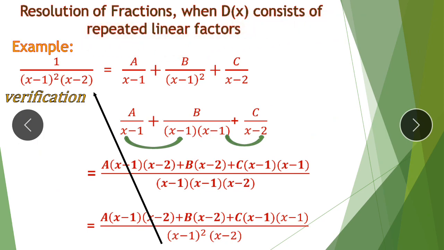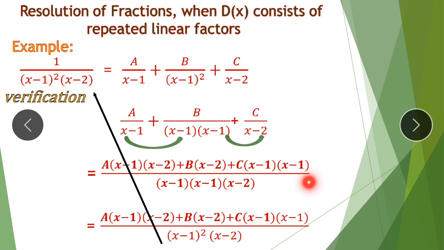In the previous lesson, we learned how to resolve the resultant fraction into partial fractions when the denominator consists of repeated linear factors. Here we can see that x minus 1 is linear and it is in repetition as square is above it. So the partial fraction of this fraction can be made as a divided by x minus 1 plus b divided by x minus 1 whole square, plus c divided by x minus 2. If it is in repetition, in the second fraction we write the square. This is verified below: x minus 1 is with square, so it can be written 2 times.